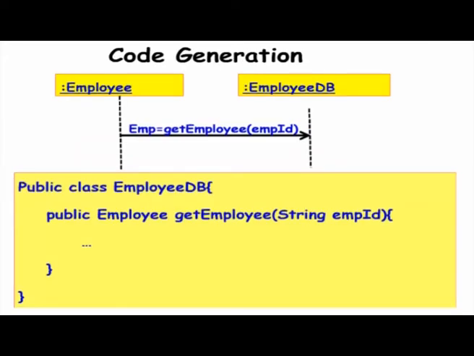Now, we said that the sequence diagram helps a case tool, or even manually we can generate some code. If the diagram is like this, where the object of the employee class calls a method of the employee DB class, then we said that the employee DB class must have a method called getEmployee. That same method name must be a method in this class, and it must take an emp id as its argument and return an employee.